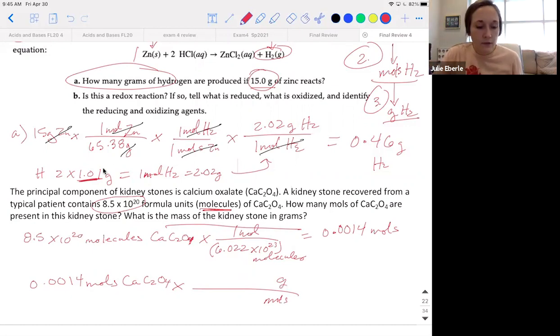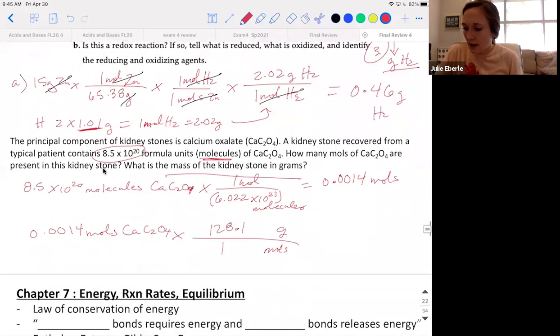Which is what? Calcium is 40. Plus we got 2 carbons, so that's 24.022, plus 4 oxygen. So 16 times 4 is 64. So total, I got that there's 128.1 grams for every 1 mole. All I did was calcium is 40.078. I've got 1 calcium. I have 2 carbon, so I did plus 24.022. That's the 12.011 times 2. That was the carbon. And then plus 64 for my oxygens, 4 oxygens, 16 times 4.